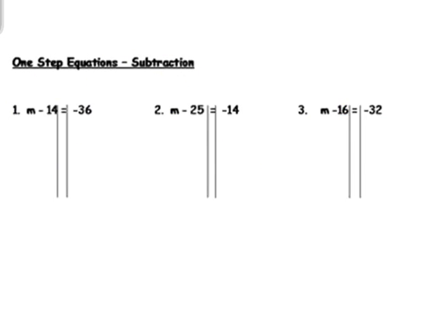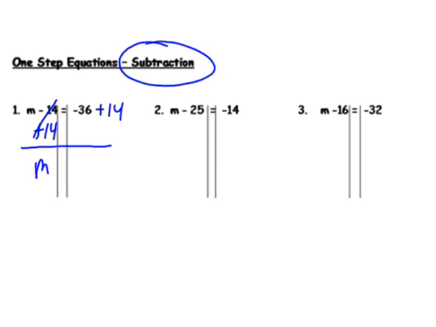Now these three questions are all subtraction, and these are a little trickier. To isolate the variable, we're going to add on all of these. So the opposite of subtracting 14 is to add 14 to both sides. And a negative 36 plus positive 14 is negative 22. Now the check is actually harder than solving for m on these.